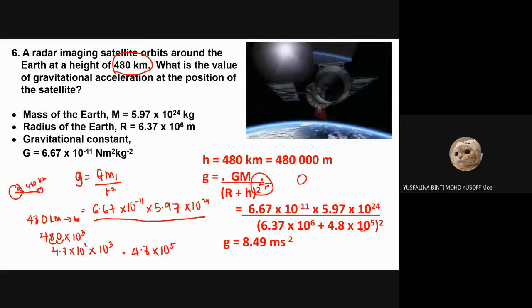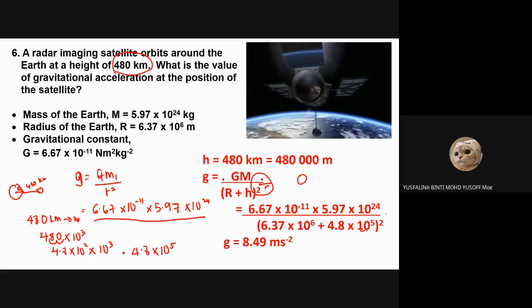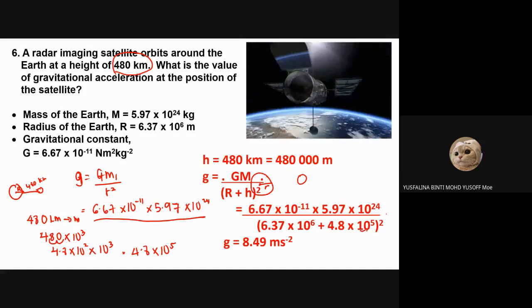So that's how you get 4.8 times 10 to the power of 5 added to the Earth's radius. Then after you add, you have to square it. So you get the answer 8.49 m/s² (the unit given as m s to the power of negative 2).